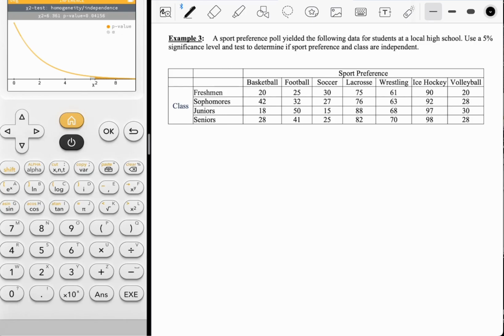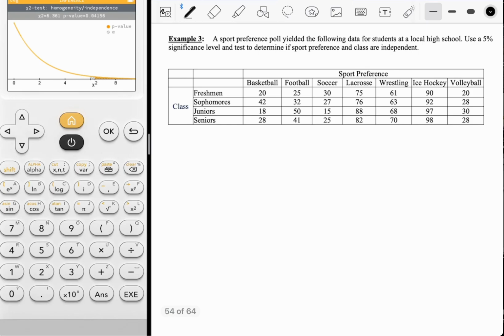Use a 0.05 significance level test to test the claim to determine if sport preference and class are independent. So you might think people come into high school and they're like, oh yeah, it's all about basketball and football, and then as they go through their high school experience, maybe they pick up on some other sports. Maybe volleyball gets more popular, lacrosse, things like that, or maybe it goes the other way around. People have a lot of different preferences, but then as they get older, they settle on just one or two. Who knows? That's what we're going to try to find out.